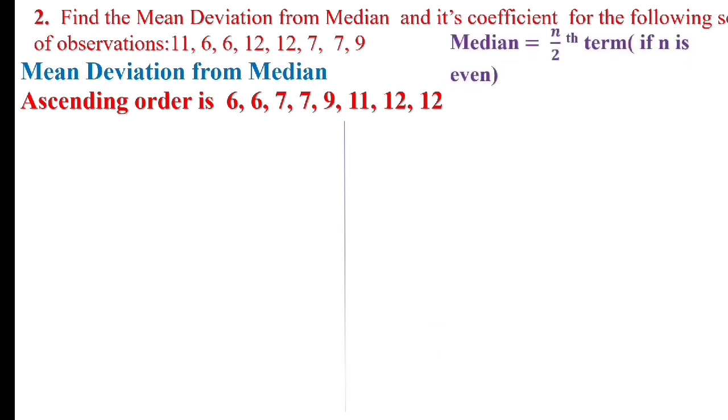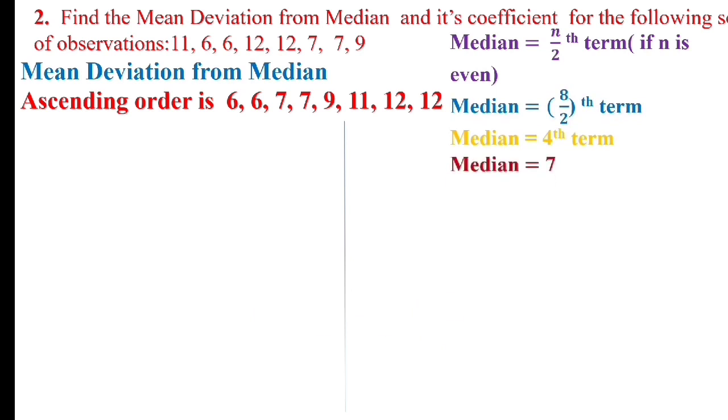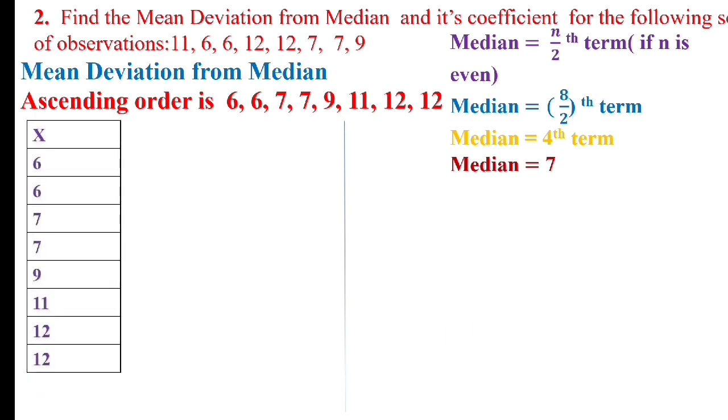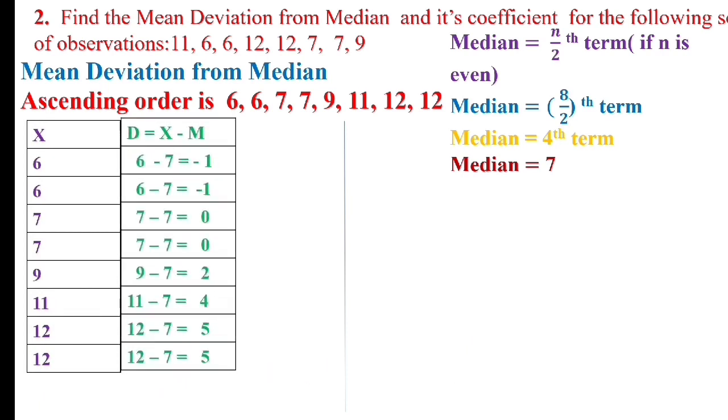The median formula is the n by 2th term because n is even here. So n value, how many values are there? 8 values. 8 divided by 2 is the 4th term. The 4th term of the given series is 7. Therefore median equals 7. Now we find deviations. Deviations means capital letter D. The given values are written as x. Then D will be written as x minus m, that is median.